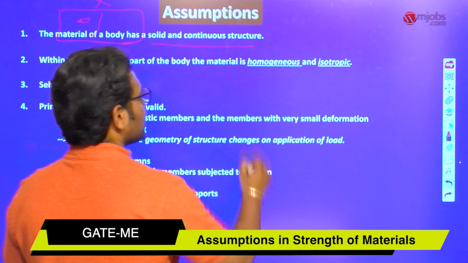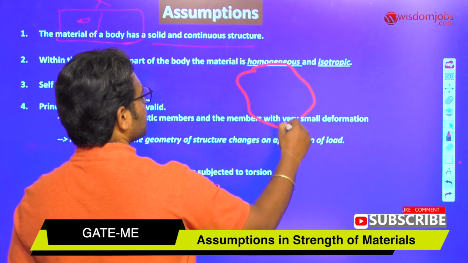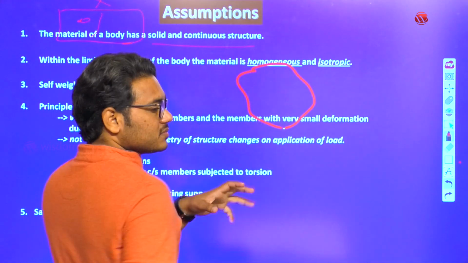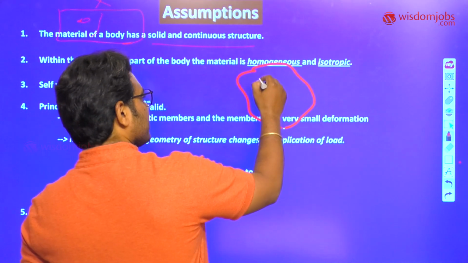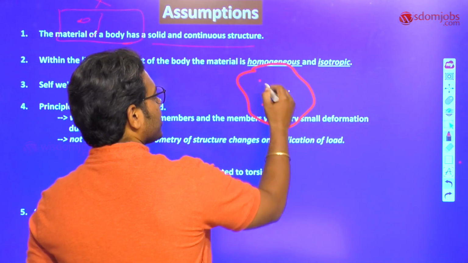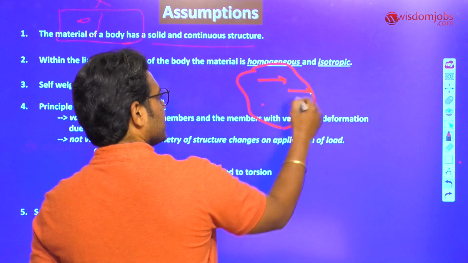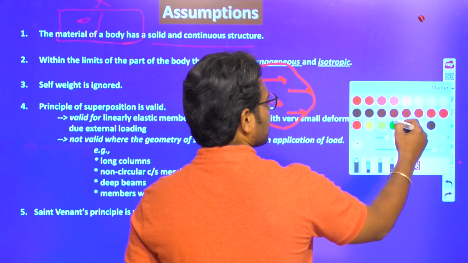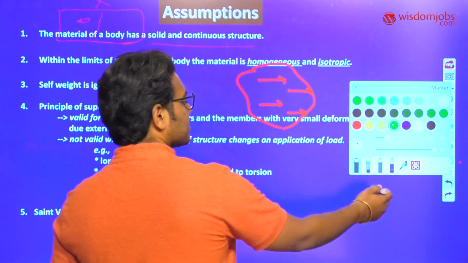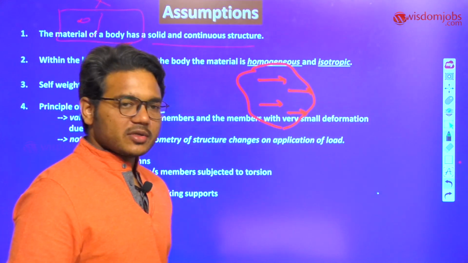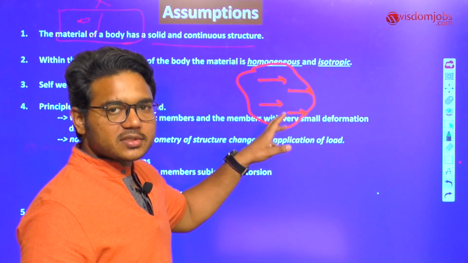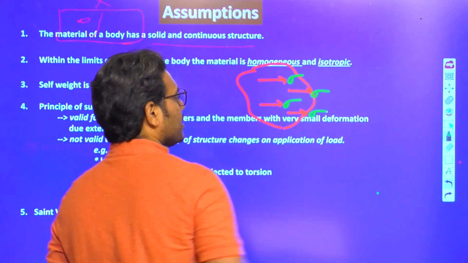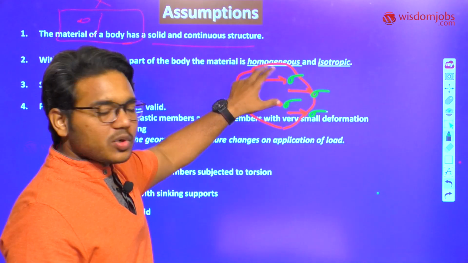Coming to homogeneous, suppose I take any body, or a particular element of a body, at every point, in a particular direction, if the properties are the same. Suppose we are interested in stress calculations in this subject, we will talk about stress here. The stress is the same at all points. This is about homogeneous material.